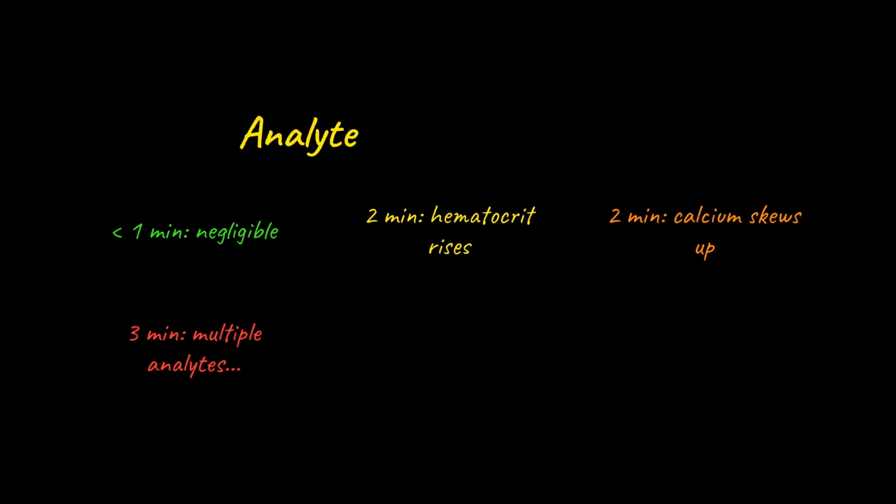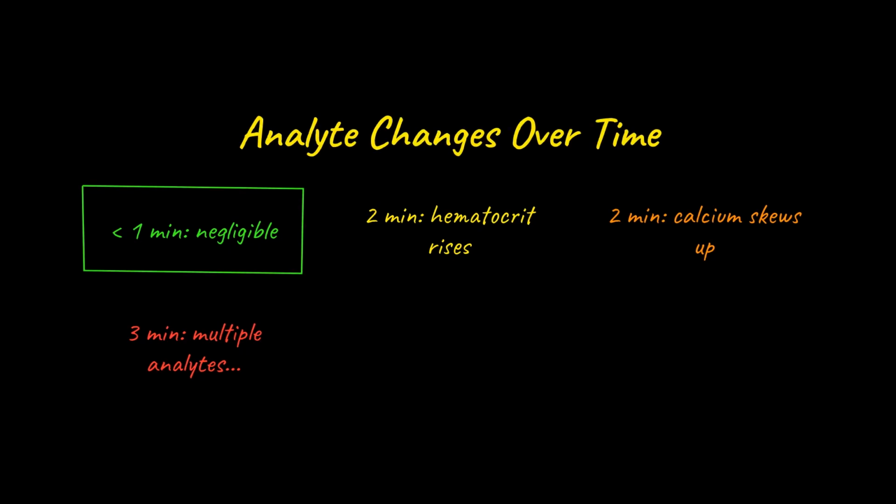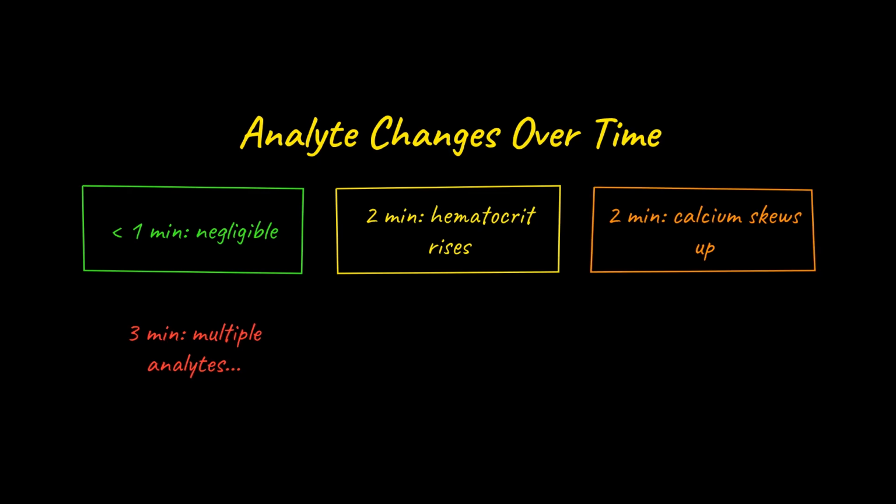This is hemoconcentration. The 1 minute threshold comes directly from analyte stability data. Under 1 minute, changes are too small to matter clinically. By 2 minutes, hematocrit and protein-bound calcium have measurably risen. By 3 minutes, several chemistry analytes carry artifactual elevations that can mislead a clinician. If preparation extends beyond 1 minute, the phlebotomist releases the tourniquet, asks the patient to flex the hand to restore venous return, and waits a full 2 minutes before reapplying. Resetting the clock costs a small amount of time but preserves the integrity of the entire panel.